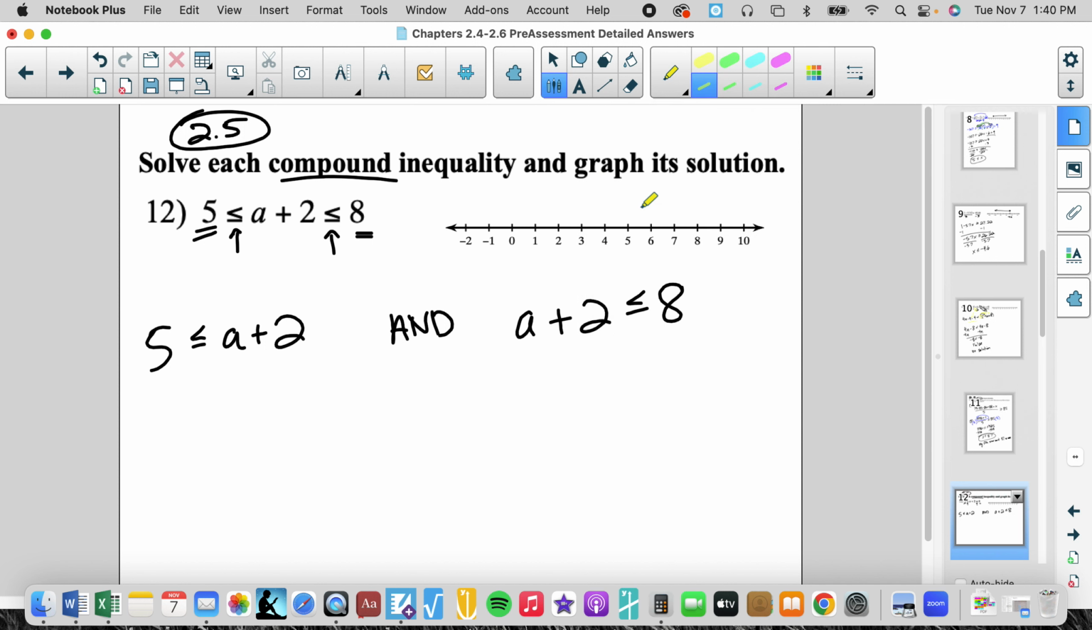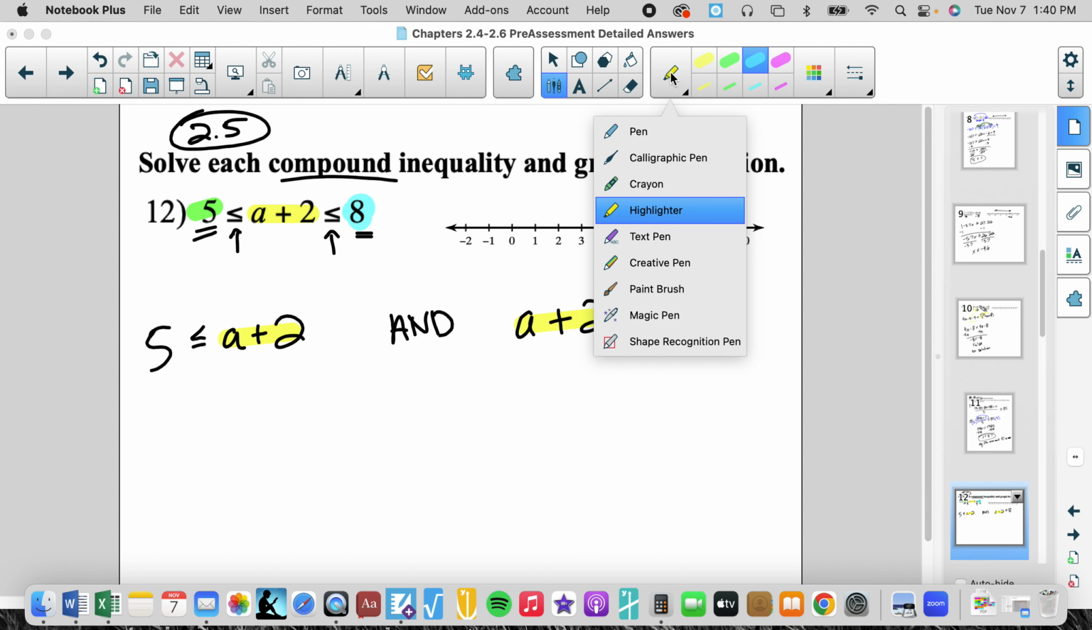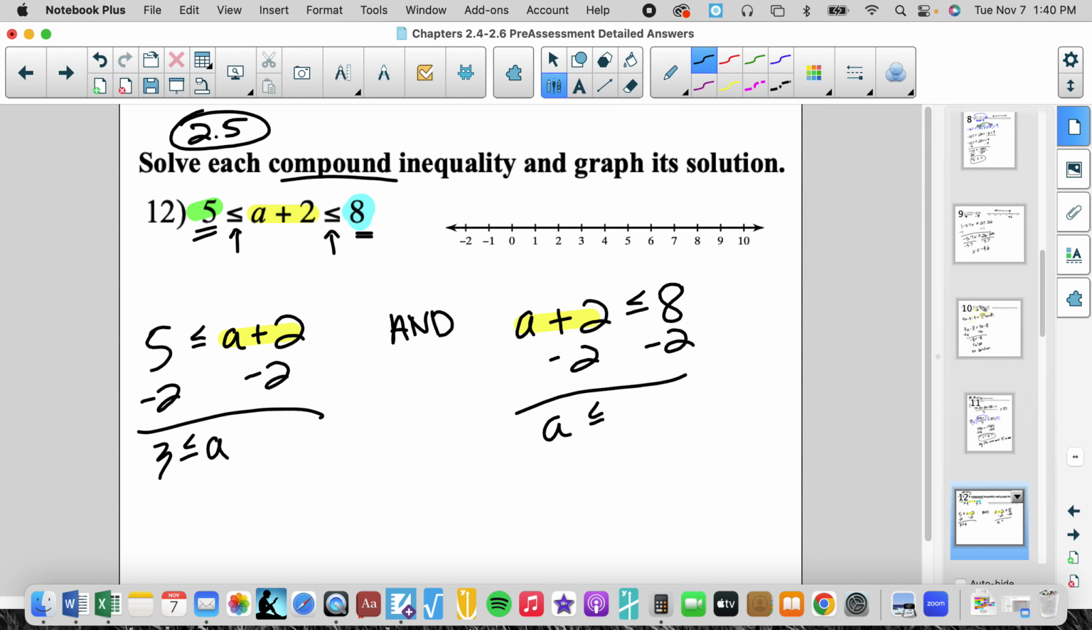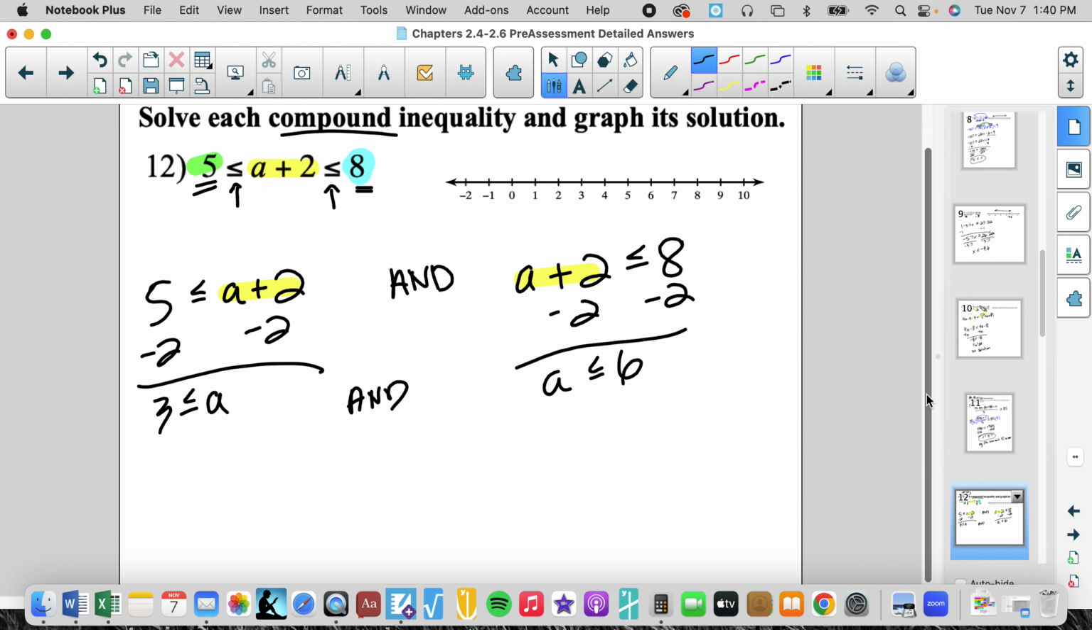So we take that middle piece, we see that it's there on both of them, and then we're going to write 2 inequalities, one with the 5 and one with the 8, okay? And why did we use an and? Because that is an and statement. So now we're going to solve it. Minus 2, 3 is less than or equal to a, minus 2, a is less than or equal to 6. Remember, we have an and.